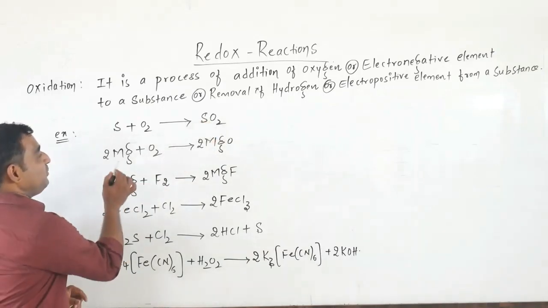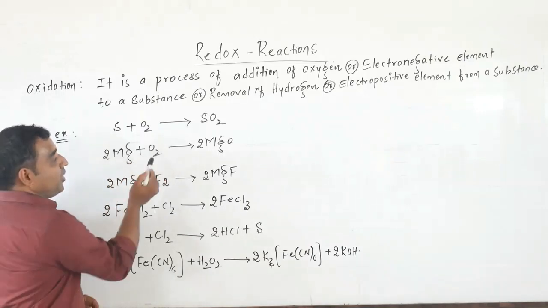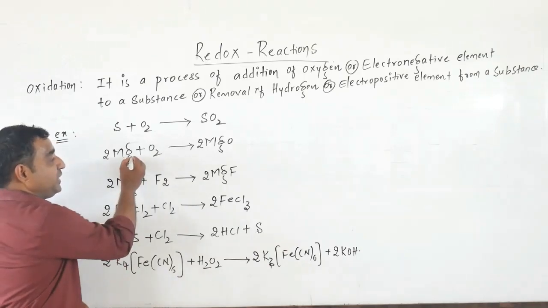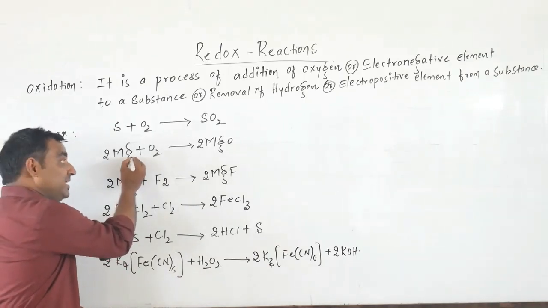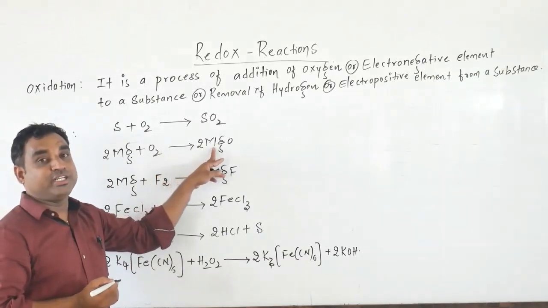Or you can take one more example, magnesium reacts with oxygen. Here oxygen is added to the magnesium. It means magnesium is going to oxidize by the addition of oxygen. So magnesium oxide is formed.